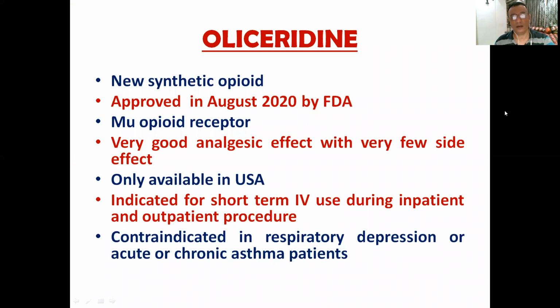Other is oliceridine, a new synthetic opioid approved in August 2020 by the FDA. It acts on mu opioid receptors, with a very good analgesic effect and very few side effects. Only available in the USA, it is indicated for short-term IV use during inpatient and outpatient procedures. It is contraindicated in respiratory depression or acute or chronic asthma.